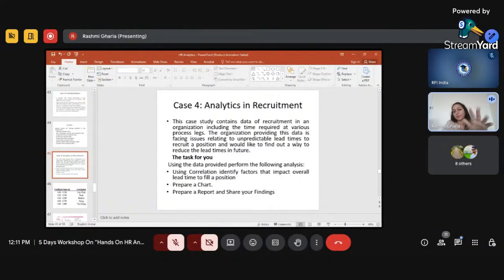Many times they selected the people, offer letter not received, offer letter received, joining not received. So this creates a lot of confusion in the minds of candidates, and many a time they lose very good candidates because of this. So lead time is something very, very important that the recruitment person has to take care of, right? So this case study is related to that.